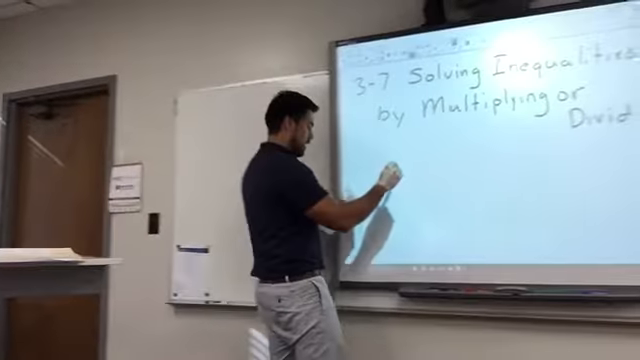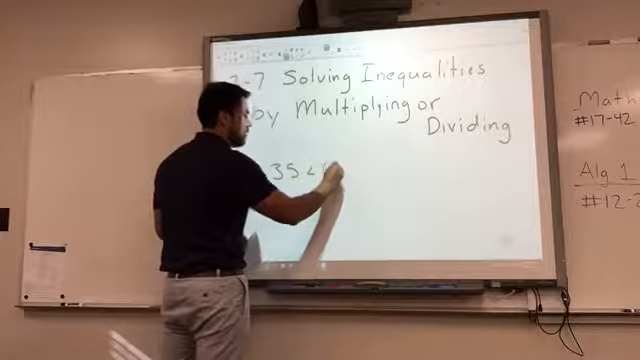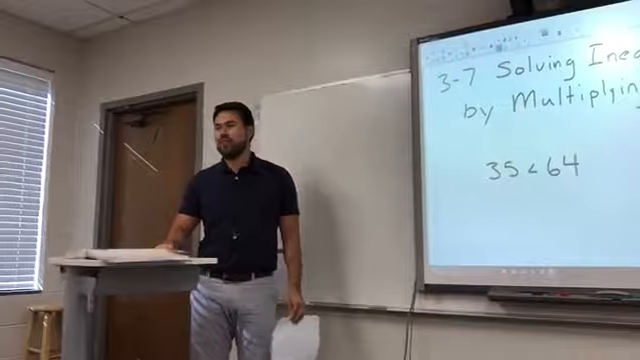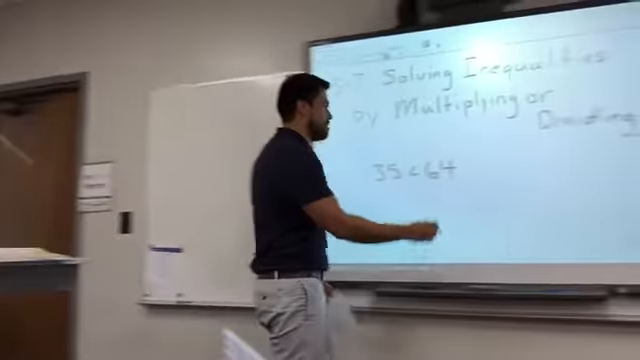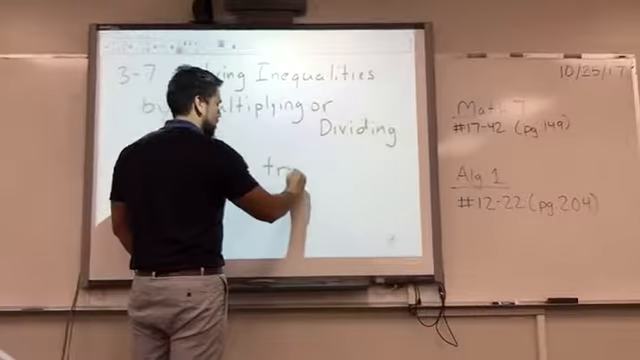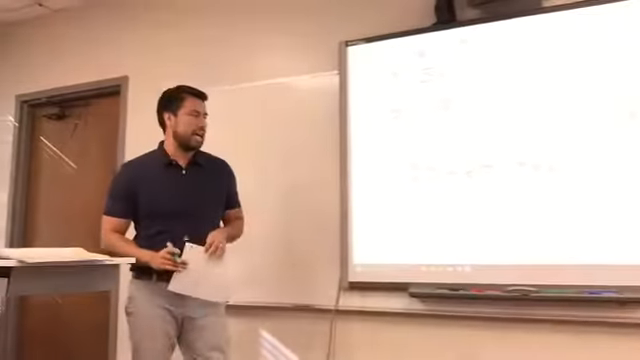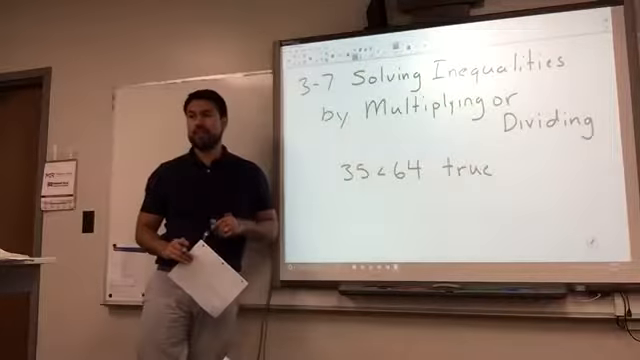Okay, let's look at an inequality here. 35 is less than 64. How many of you would say that's true? 35 is less than 64. You guys say it's true? Good. Hopefully all of you say it. So I'm going to put here true. What happens if I multiply both sides of an inequality by the same number?